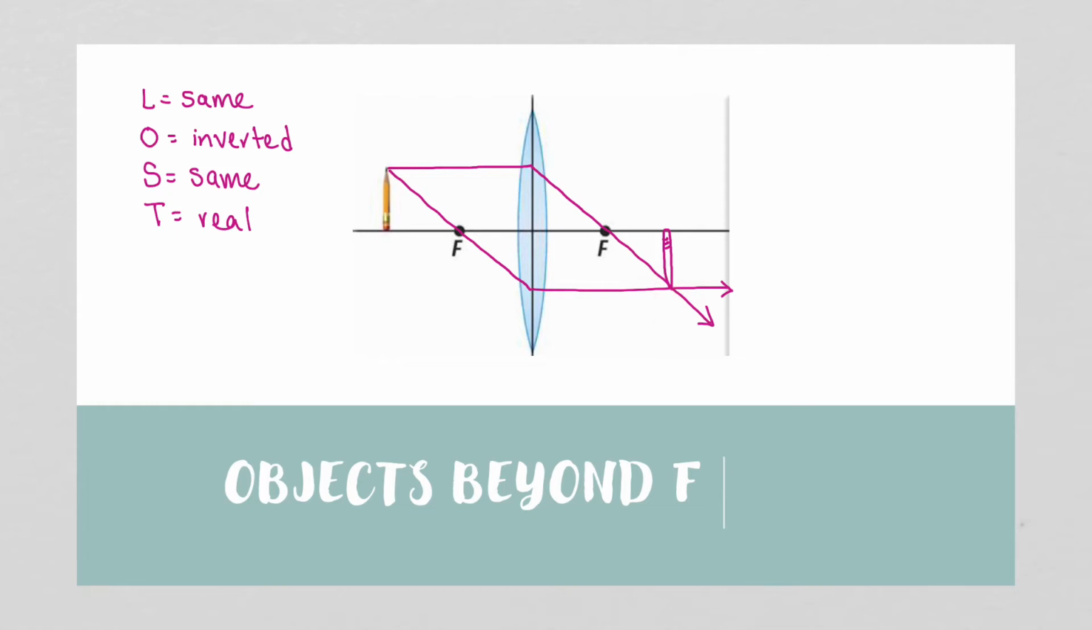And let's talk about the image characteristics. The location is the same distance from the lens. Its orientation is inverted. It's the same size, and it's a real image. We didn't have to extend light rays to find our image.